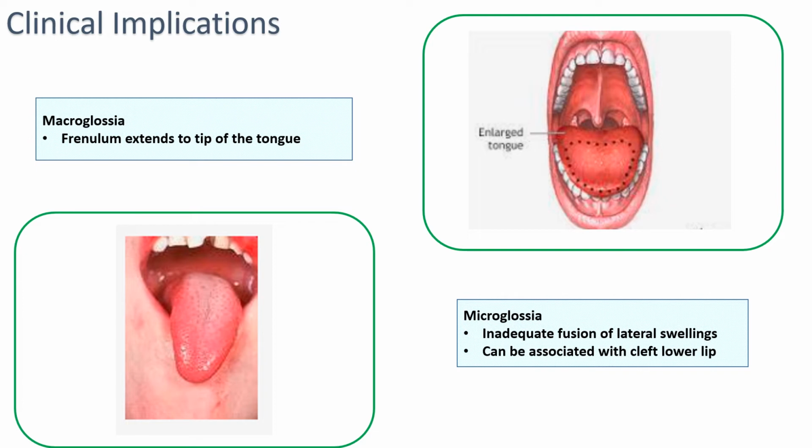And in microglossia over here on the bottom left corner, patients with this condition tend to have an unusually small tongue, which itself might lead to difficulties related to speech and swallowing. And this might occur as a result of inadequate fusion of the lateral lingual swellings we saw from that first pharyngeal arch, which gives rise to the anterior two-thirds of the tongue. Microglossia can also sometimes be associated with a cleft lower lip.